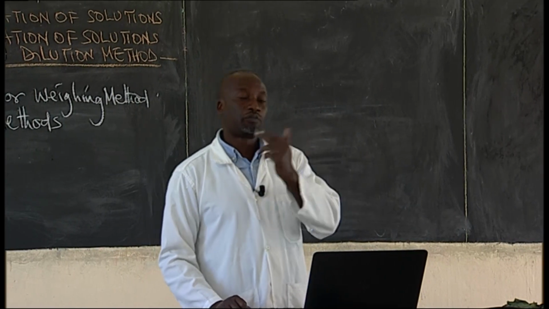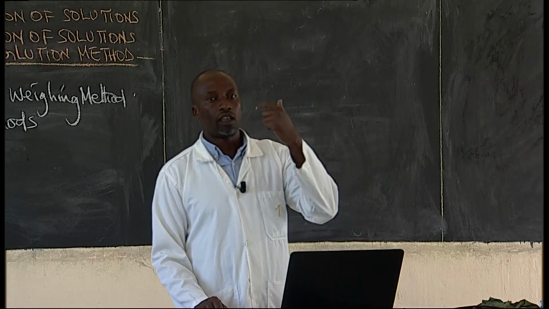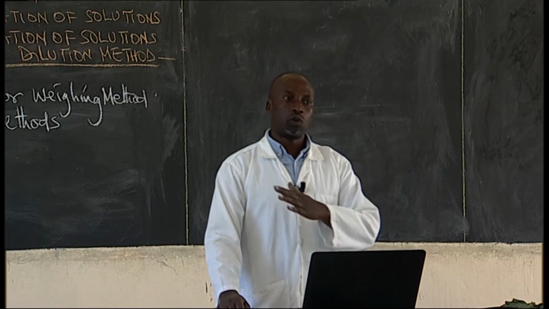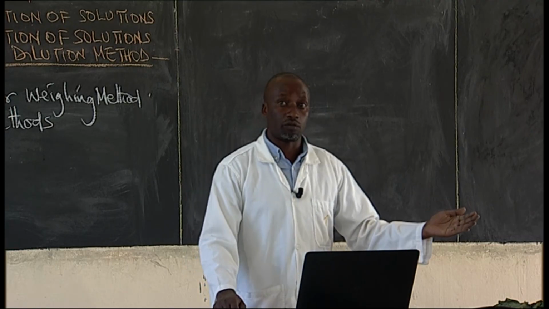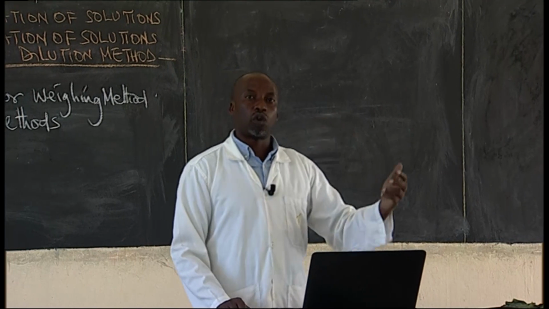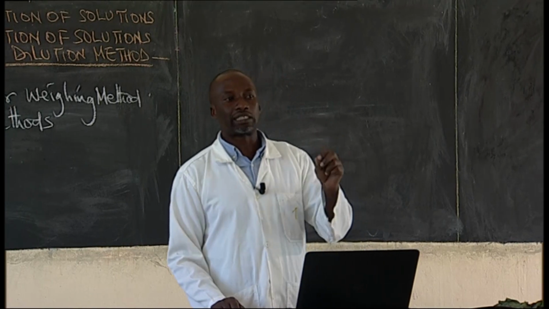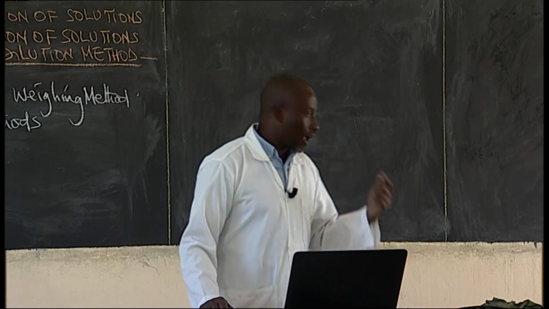That M is the molarity, which is the unit that we are going to concentrate on. When we're looking at the units of concentration, I said there are very many units, but we'll concentrate on the molarity, which is a unit of concentration. What does that mean? 0.1 mole in 1 liter. So what do you do first?